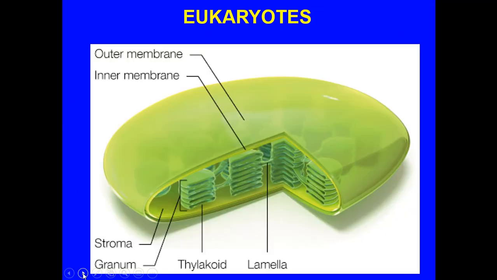Here is our outer membrane of a chloroplast. Here is the inner membrane. This fluid-filled space is called the stroma. Here is an individual thylakoid, which has a lot of pigments embedded into it. A stack of them is called a granum, and a connection between one granum and another is called a lamella.